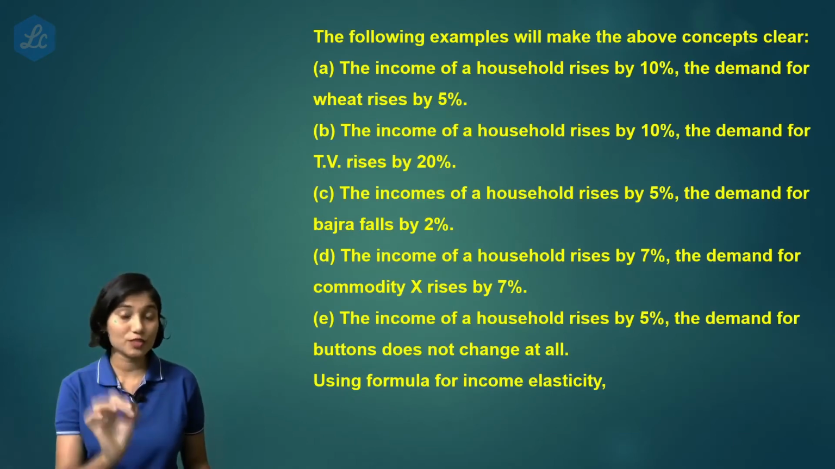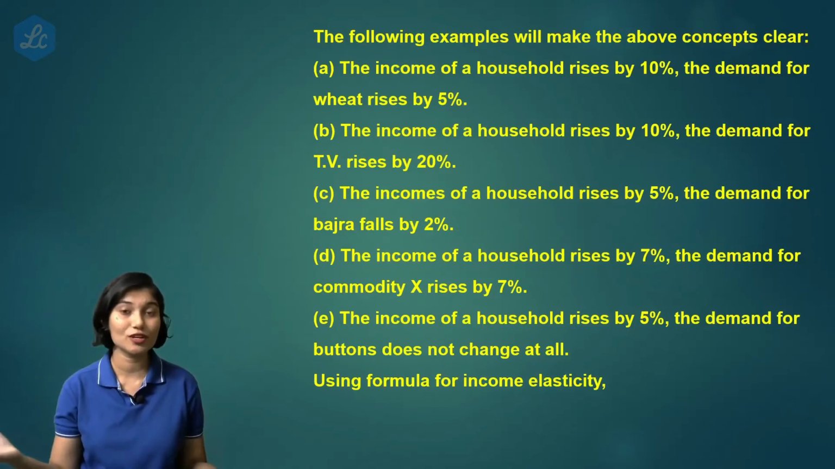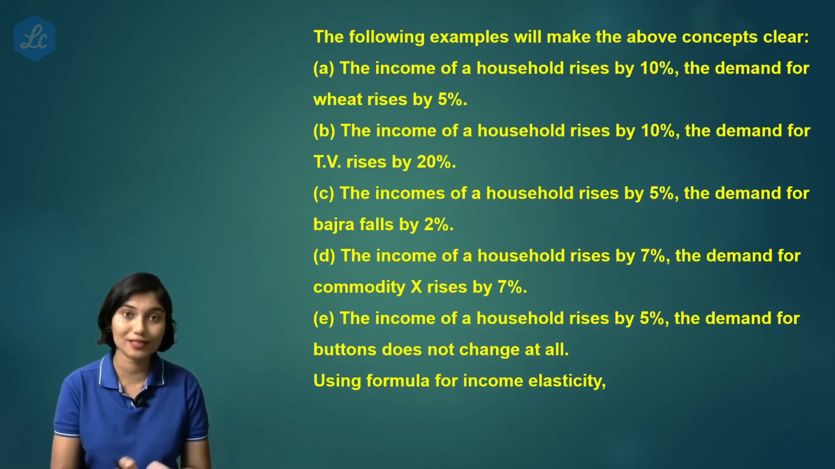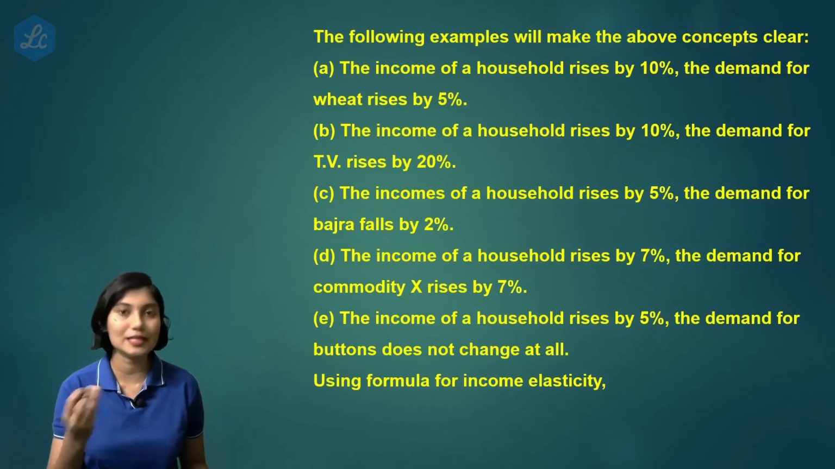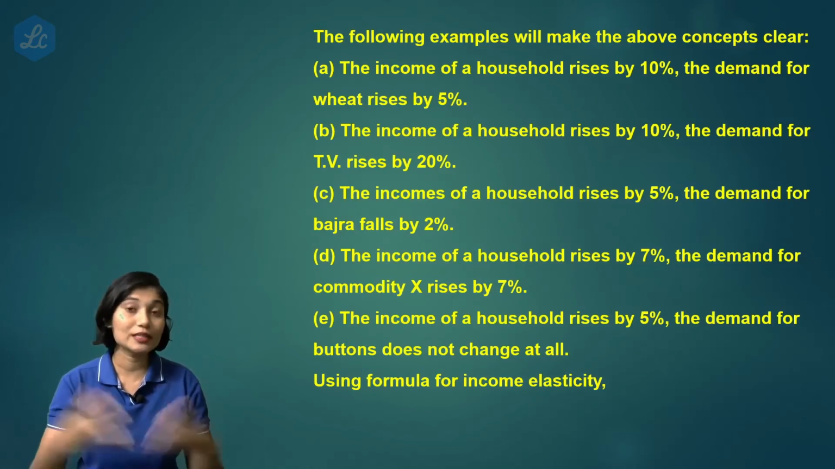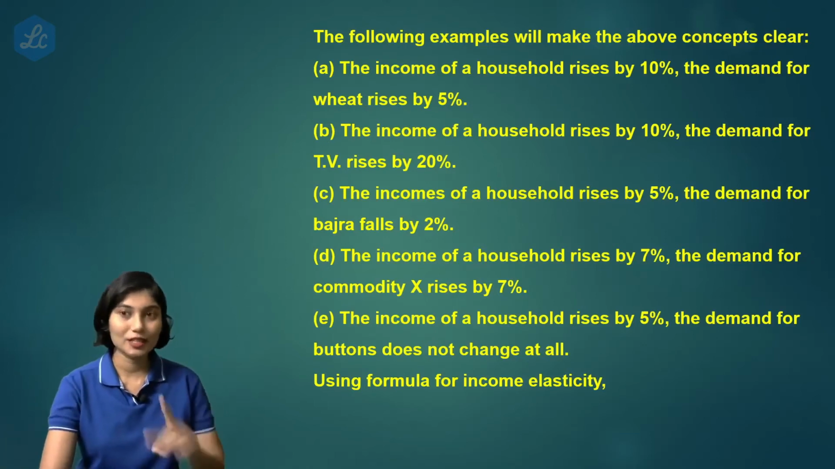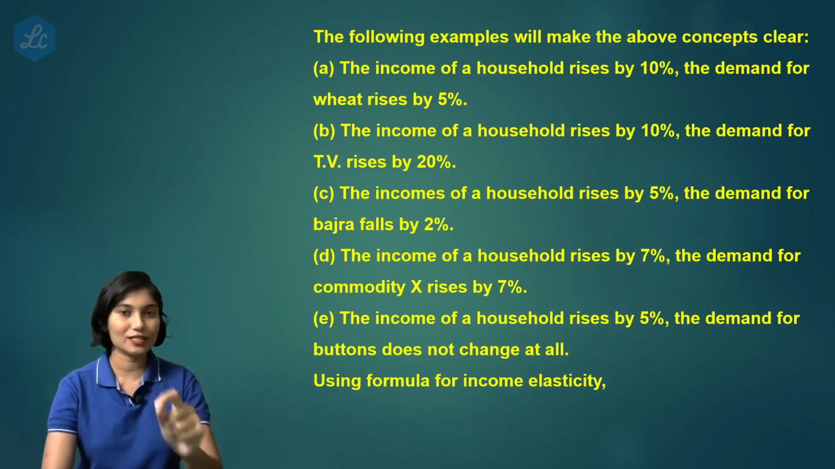Now, just because the income of a household rose by 10%, does it really mean that the demand for wheat will rise by a huge percentage? Not really. Just because you have more income need not mean that you are going to buy more wheat, right? Because what kind of product is wheat? Wheat is a normal product. It is a necessity, right? When your income increases, your disposable amount increases. You're not going to eat more, right? So that is why here they have told as an example, the demand for wheat rises only by 5%.